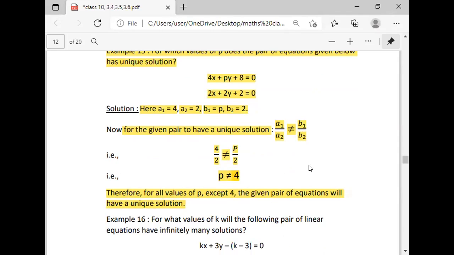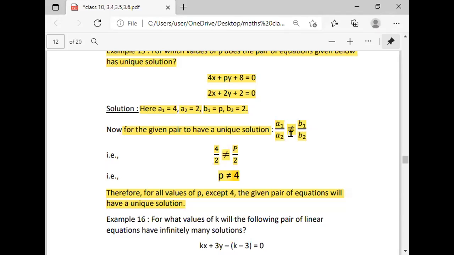What happens if the value of P is equal to 4? Look at the equation. Then both the equations become equal. We know that if the two equations are equal, what happens? It will give infinitely many solutions. For these equations, the lines will be parallel, and so no unique solution will be there.